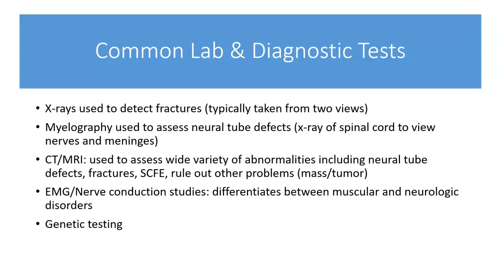of the defect. We also see CT and MRI used frequently. These tests may be used to assess for a wide variety of abnormalities, including neural tube defects, fractures, especially fractures of the skull, SCFE, which is slipped capital femoral epiphysis, and to rule out other problems such as a mass or brain tumor. EMG or nerve conduction studies may be used to differentiate between disorders of a muscular origin or a neurologic origin, and we also see genetic testing used commonly.